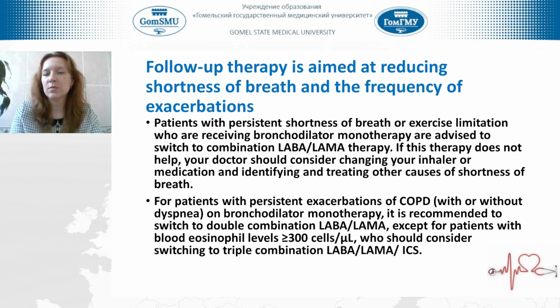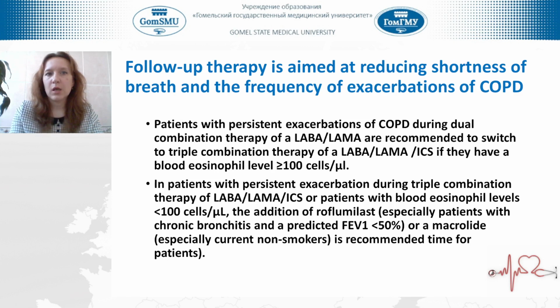For patients with persistent exacerbations of COPD, with or without dyspnea, on bronchodilator monotherapy, it is recommended to switch to double combination LABA and LAMA, except for patients with blood eosinophil levels more than or equal to 300, who should consider switching to triple combination LABA, LAMA, and inhaled glucocorticosteroids. Patients with persistent exacerbations of COPD during dual combination therapy of LABA and LAMA are recommended to switch to triple combination therapy of LABA, LAMA, and glucocorticosteroids if they have a blood eosinophil level more than or equal to 100.